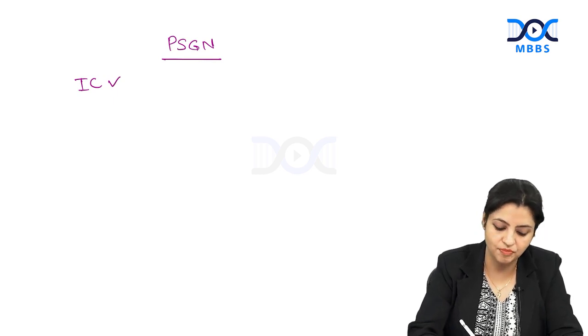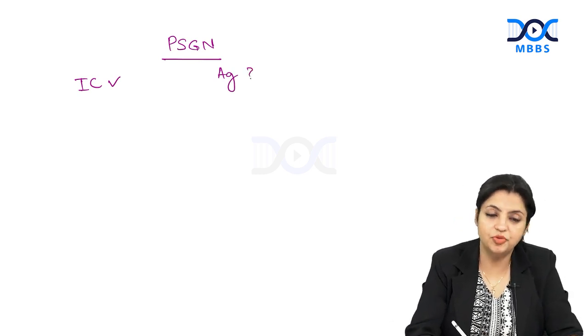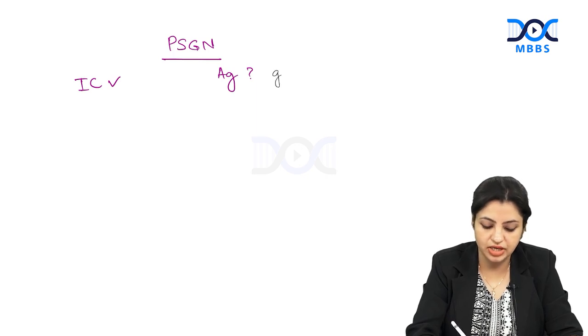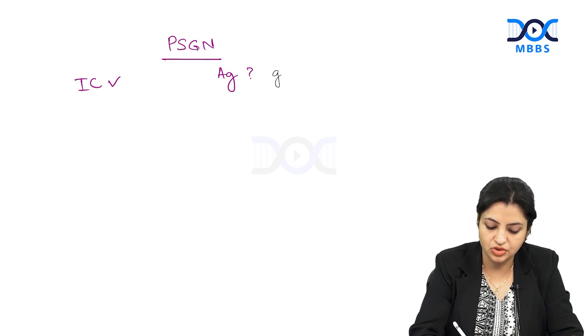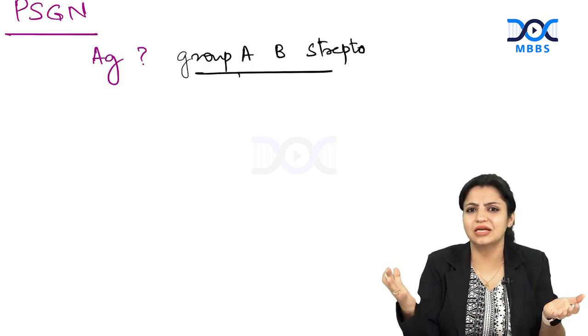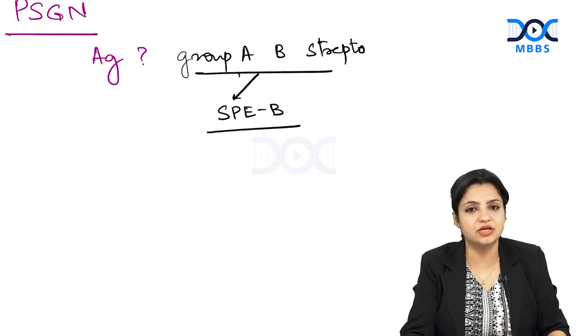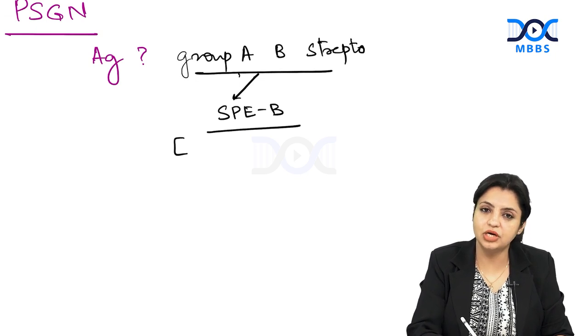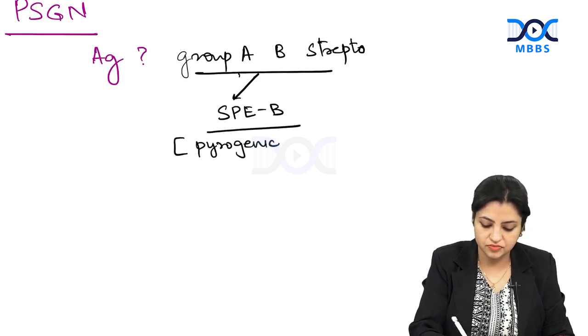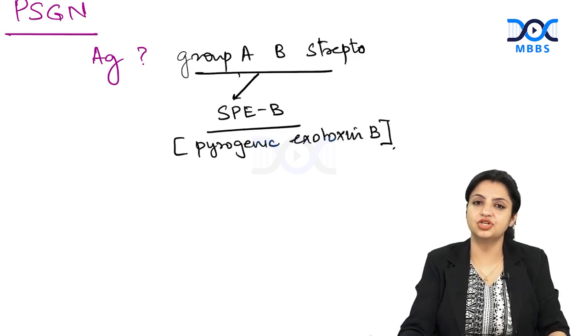Once you know that it is an immune complex mediated disease, the next question you ask yourself is, what is the antigen? Remember, post-streptococcal glomerulonephritis is caused by group A beta hemolytic streptococcus. But obviously, this is a bacteria. Which part of this bacteria is the antigen? The antigen here is called streptococcal pyrogenic exotoxin B. This is the antigen which is implicated.